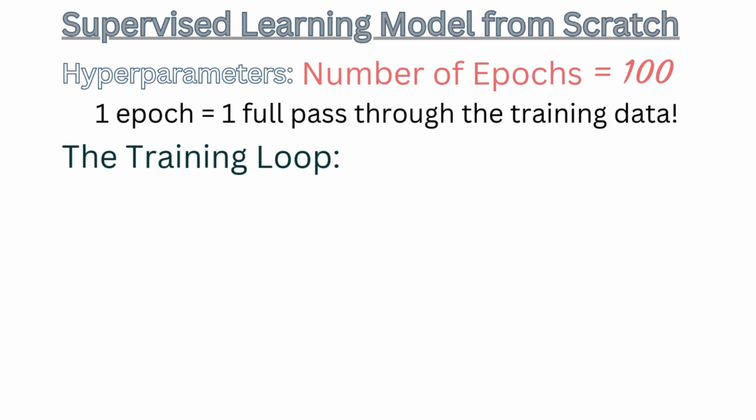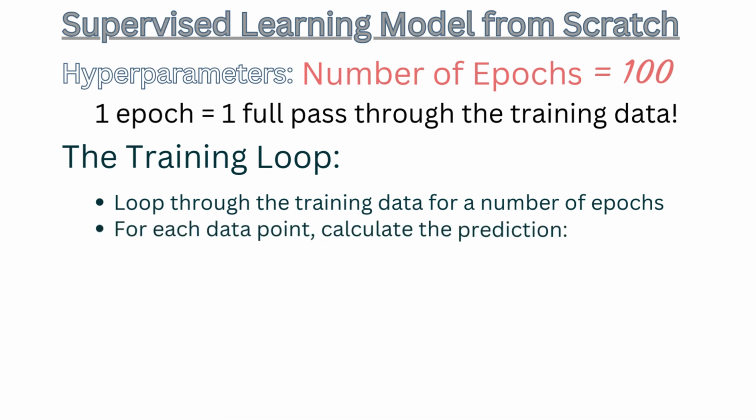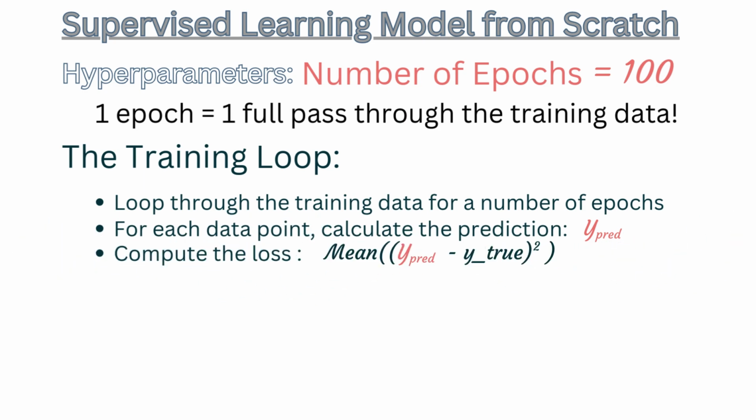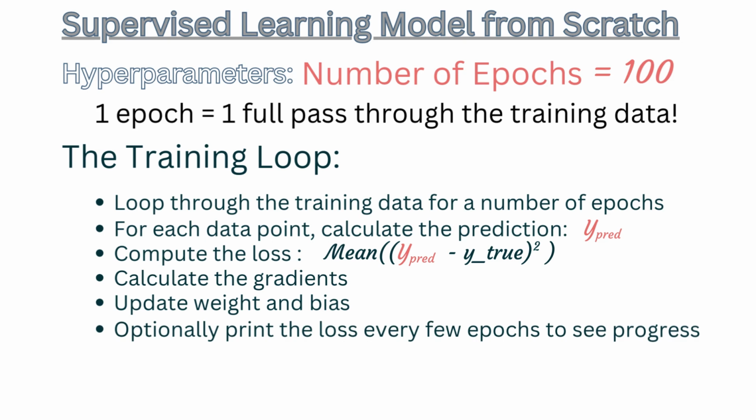Here's what happens inside. Loop through the training data for a number of epochs. For each data point, calculate the prediction. Compute the loss, how wrong the prediction was. Calculate the gradients, how much to adjust weight and bias. Update weight and bias in the direction that reduces the loss. Optionally print the loss every few epochs to see progress. This is the core of gradient descent in action.